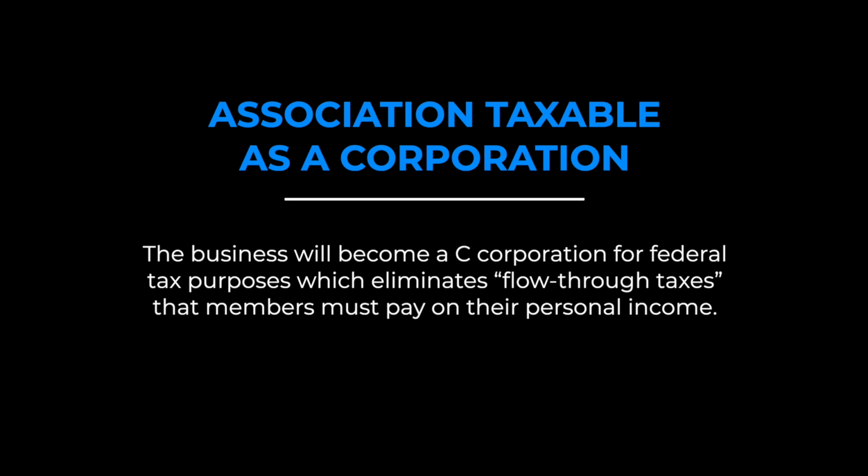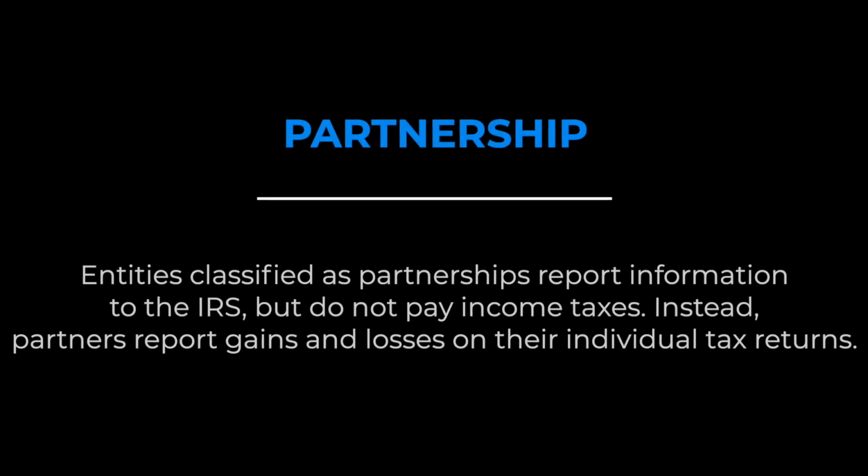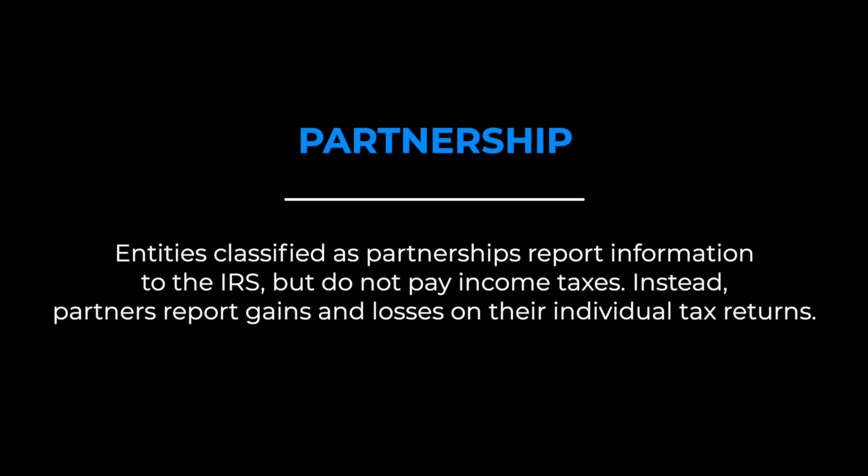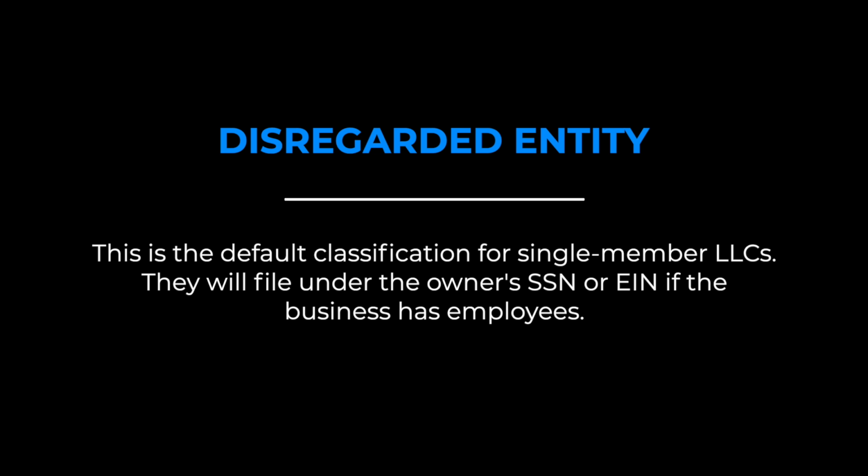Partnership. Entities classified as partnerships report income to the IRS, but do not pay income taxes. Instead, partners report gains and losses on their individual tax returns. Disregarded entity. This is the default classification for single-member LLCs. They will file under the owner's SSN or EIN if the business has employees.